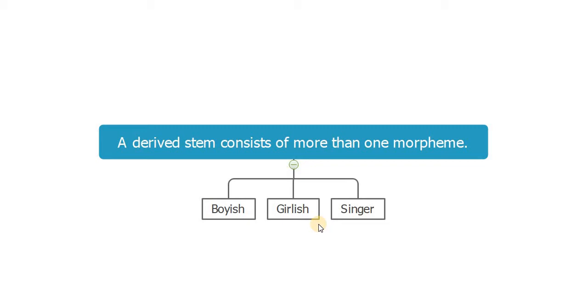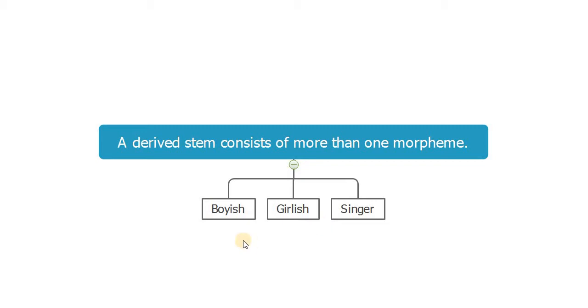When you indicate the characteristic trait of a person or the way in which someone behaved, you could say that it was childish of him. He behaved girlishly, like that. Now, singer, again, you can attach another morpheme to it, like the plural s. It would become singers. So, more morphemes can be attached to the derived stems. Derived stems consist of more than one morpheme to which another affix can be attached.